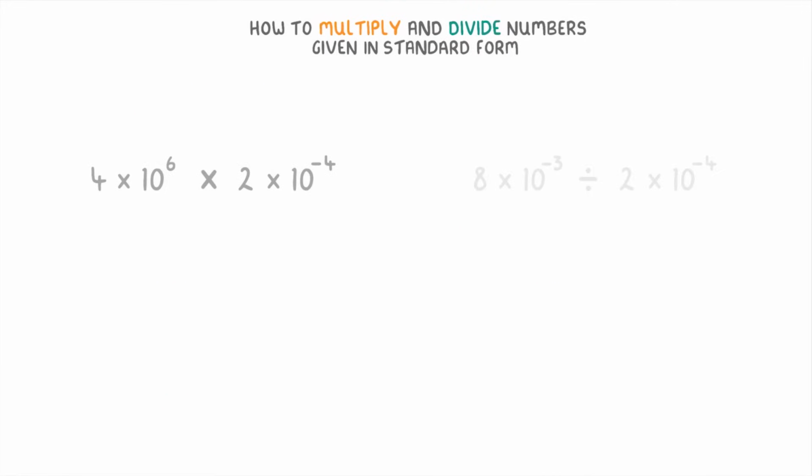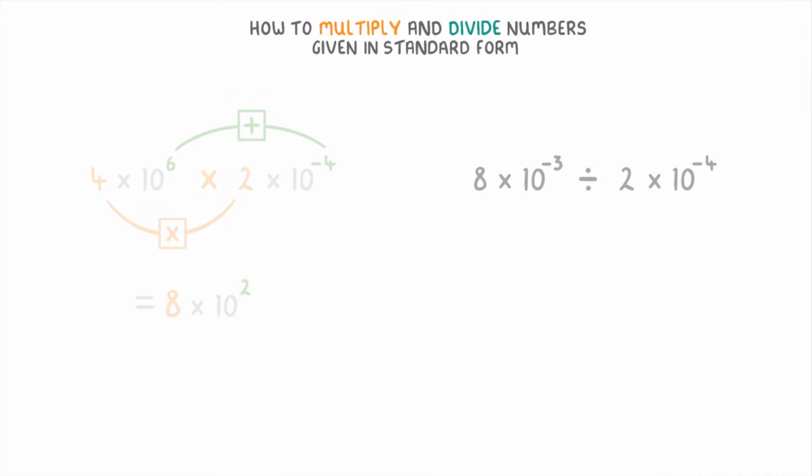In this first one, we're trying to multiply 4 times 10 to the power of 6 by 2 times 10 to the power of negative 4. So because we're multiplying them, the first thing we do is multiply the two front numbers. So 4 times 2, which gives us 8. Then to find the new power, we just add these two powers. So 6 plus negative 4, which is 2. And this means our answer will be 8 times 10 to the power of 2.